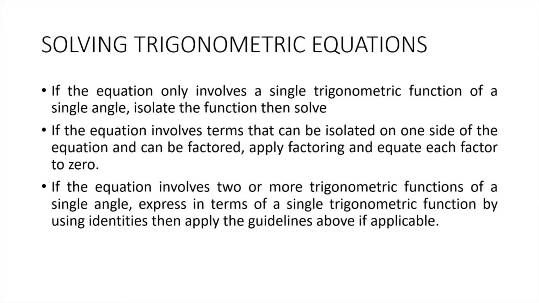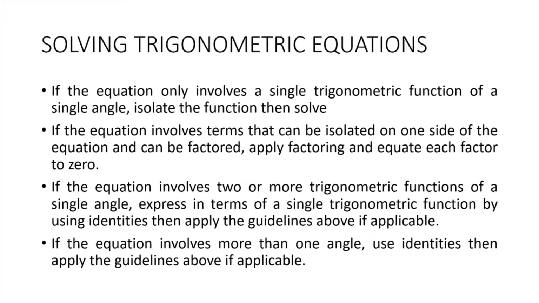Next, if the equation involves two or more trigonometric functions, this is the time where we apply identities. Two or more trigonometric functions of a single angle are expressed in terms of a single trigonometric function, again by using identities, and then we just follow the guidelines mentioned above. Now, if the equation involves more than one angle, let's say we have theta, 2 theta, 3 theta in a single equation, then again we apply identities. Let's look at some examples.